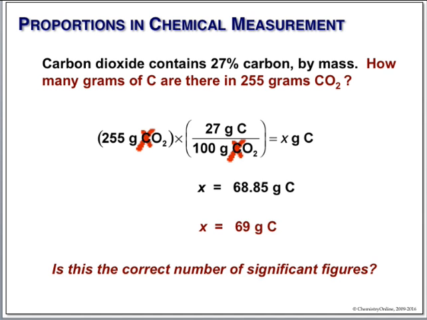Now I put this little note in here, is the number of sig figs right? How many significant figures in 100? One. But that's not a measurement, is it? That's a definition. Percentage is a definition. So it's exactly 100 by definition, so it doesn't count. Only the experimental values count, and that would be 27 and 255. And you get 27 over 100 because 27%.